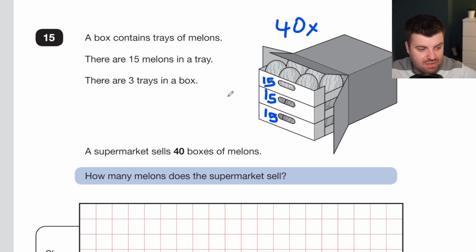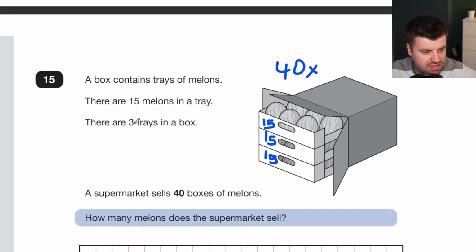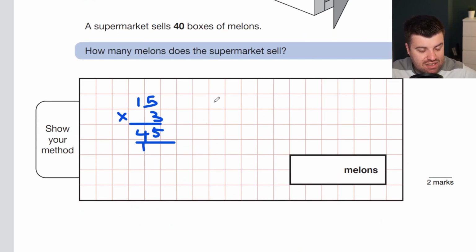Well, firstly, we need to work out how many melons are in a box. So let's show our working out. There's 15 in a tray. And there's how many trays in a box? Let's make sure. 3 trays. So 15 multiplied by 3, that gets us 45. So there are 45 melons in each box.